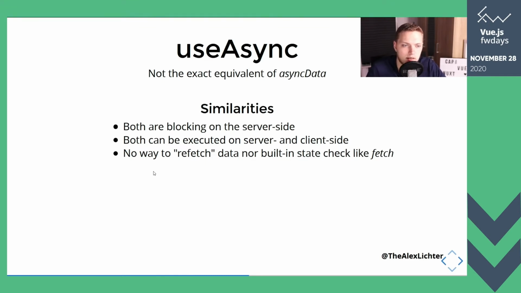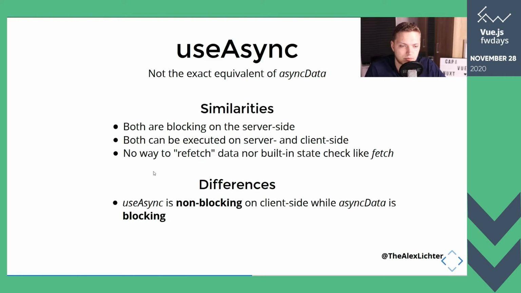And the difference between async data and useAsync is mainly that useAsync is not blocking on the client side. This is important on the client side, while async data is blocking. And there's another one that is not that important, but data from useAsync is not merged with data because there is no data in the composition API world. Right. So these are two ways of fetching data. And believe me or not, we have another one.